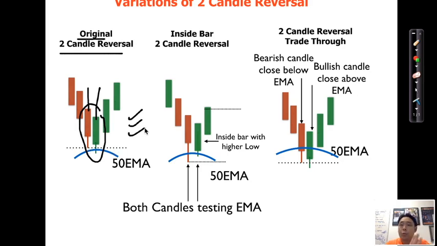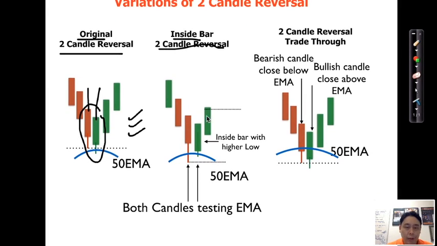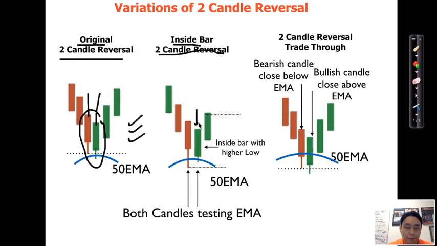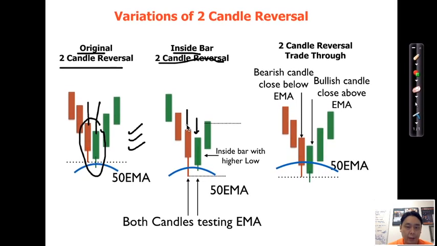Check. Right? That's what we just learned. Now, this is another variation of that two-candle reversal pattern. We call it the inside bar two-candle reversal pattern. So in this situation, you find that the reversal candle, which is this guy over here, is an inside bar of the previous day's candle.